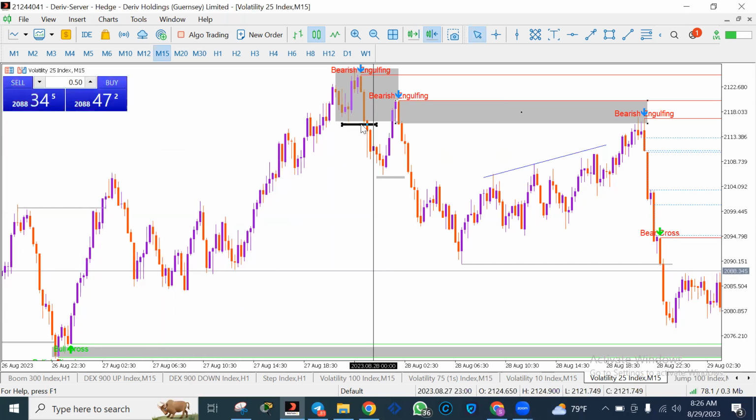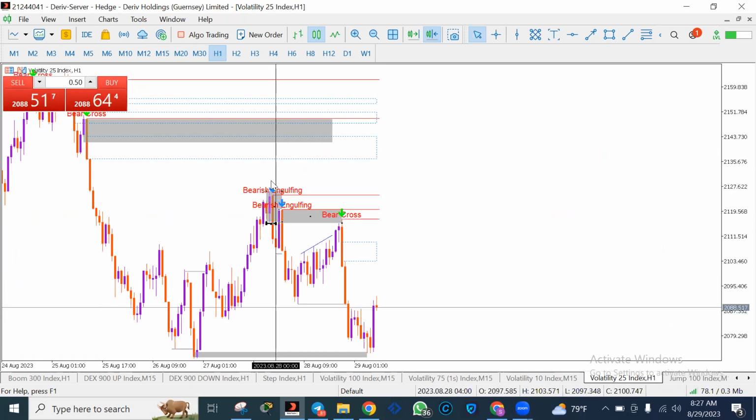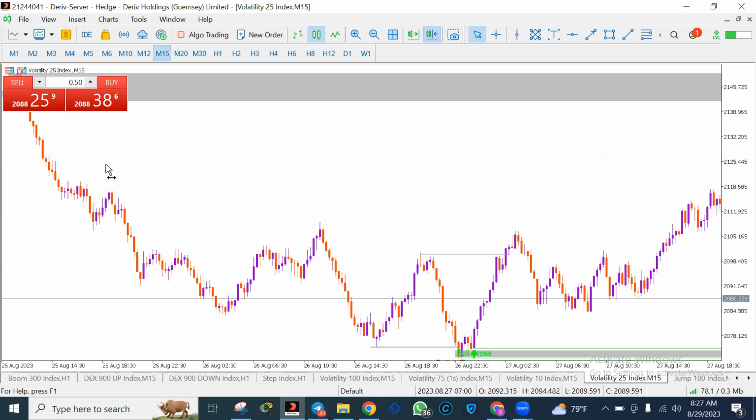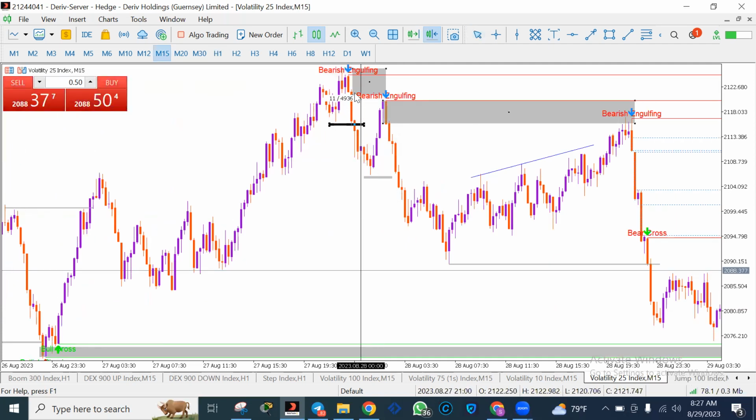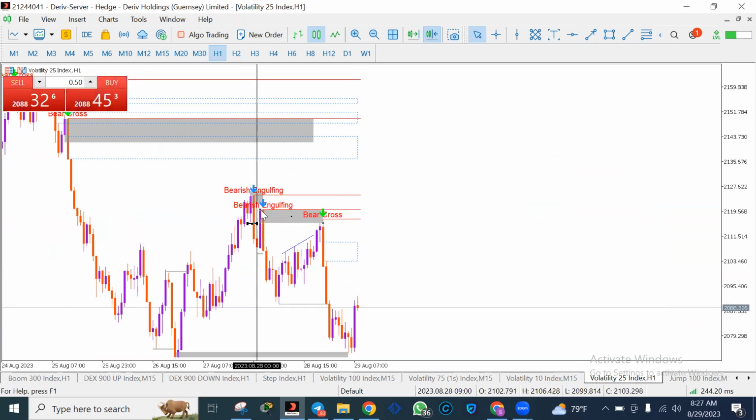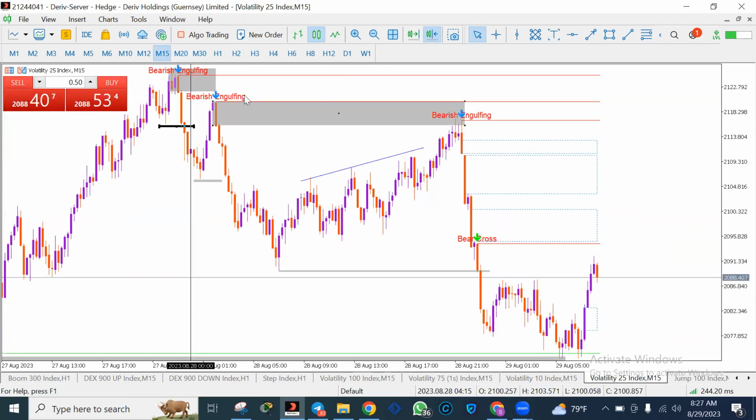Now, what do you have to do? On 15 minutes, since on 1 hour, you can see a bearish engulfing, make sure on 15 minutes, you can still see a bearish engulfing. So you come here, you mark the bearish engulfing on 15 minutes. Now, this is going to be your entry. On 1 hour, this was your bearish engulfing, but you have to see a bearish engulfing or a bearish cross on 15 minutes time frame. If you don't see it, you are not entering that trade, okay?